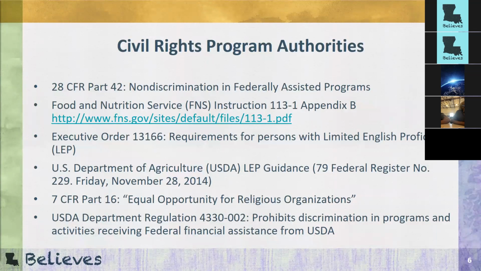Here are other resources and authorities on civil rights in child nutrition programs. I will draw your attention to FNS Instruction 113-1, which is entitled Civil Rights Compliance and Enforcement, Nutrition Programs and Activities. This guidance covers the scope of civil rights laws in child nutrition programs.